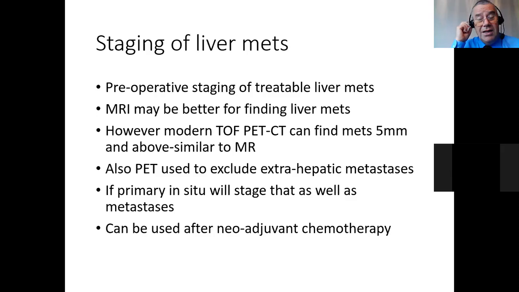But also what we can then do is exclude any extrahepatic disease. And the thing you worry about in patients who've got liver mets is they can quite commonly get lung metastasis. And if the primary is still in sight, and bizarrely sometimes they do treat the liver mets when the primary is still in sight, then again you can look for other nodal disease. And you can also scan patients before and after the chemotherapy that's sometimes used to shrink the tumor before they go for surgery, either the primary or the liver metastasis, called neoadjuvant chemotherapy.